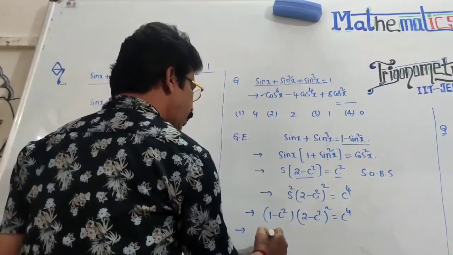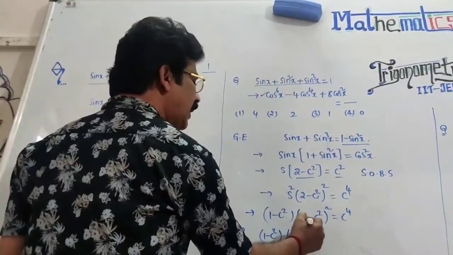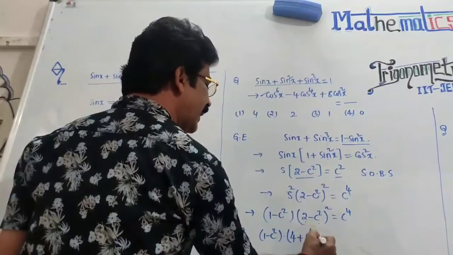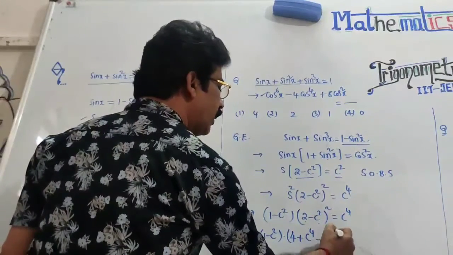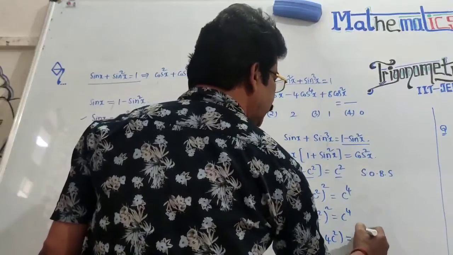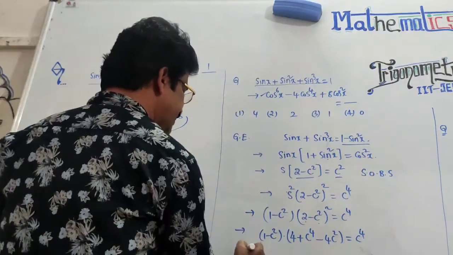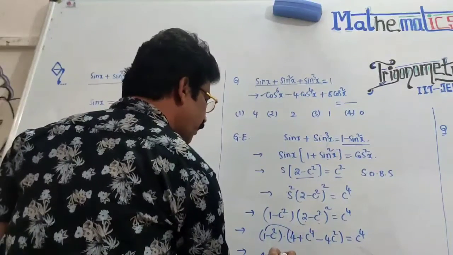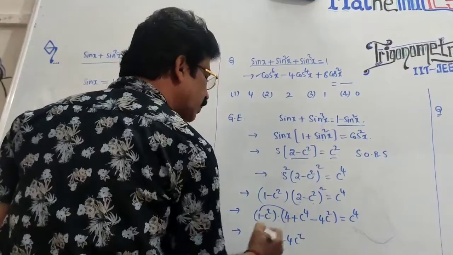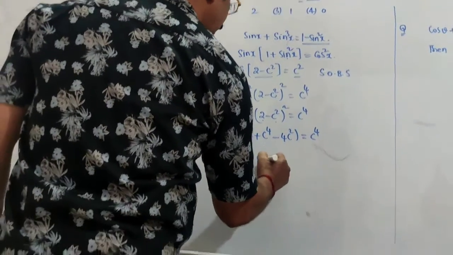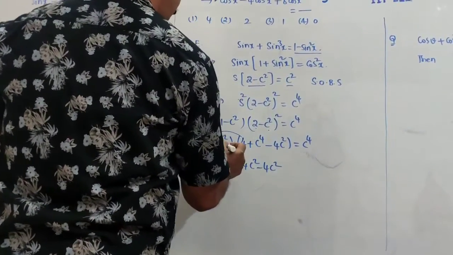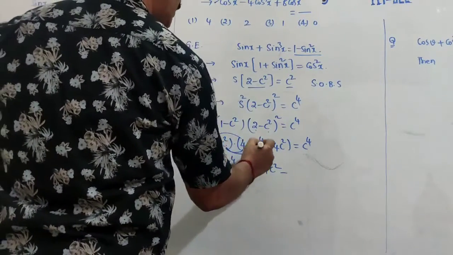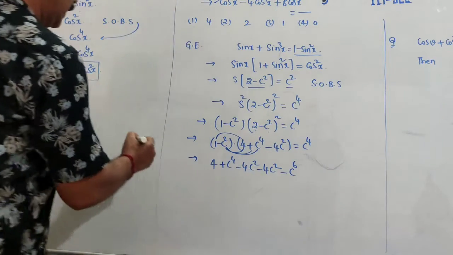So therefore 1 minus cos square into, apply (a minus b) whole square, a square plus b square minus 2ab, 4 minus 4 cos square plus cos to the power of 4, that is equal to cos to the power of 4. Next multiplication, 1 into 4 is 4, 1 into cos to the power of 4 is cos to the power of 4, minus 4 cos square, minus 4 cos square. Next minus into plus is minus, cos square into cos to the power of 4 is cos to the power of 6.